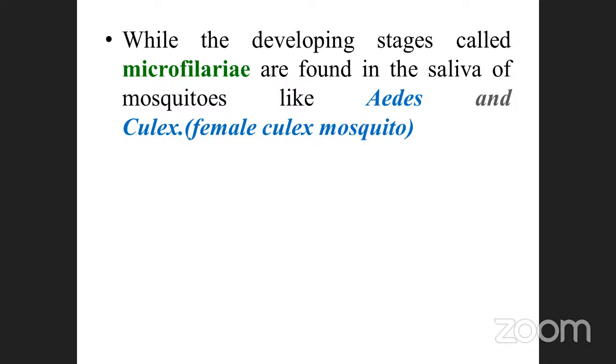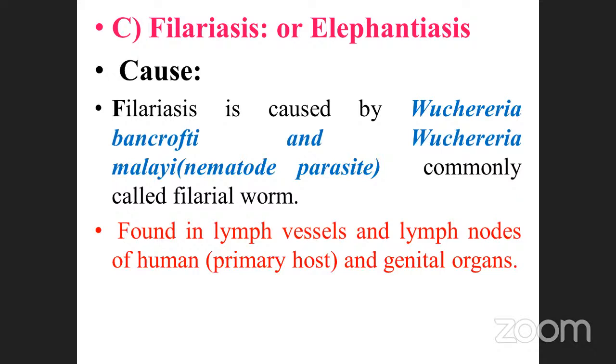Suppose when you are standing in the queue, what happens? Your leg will be swollen like an elephant's. Imagine it, then it can be easily identified at the time of examination. When we are standing in the queue, your leg will automatically swell. That condition is called elephantiasis. This is the indirect identification.